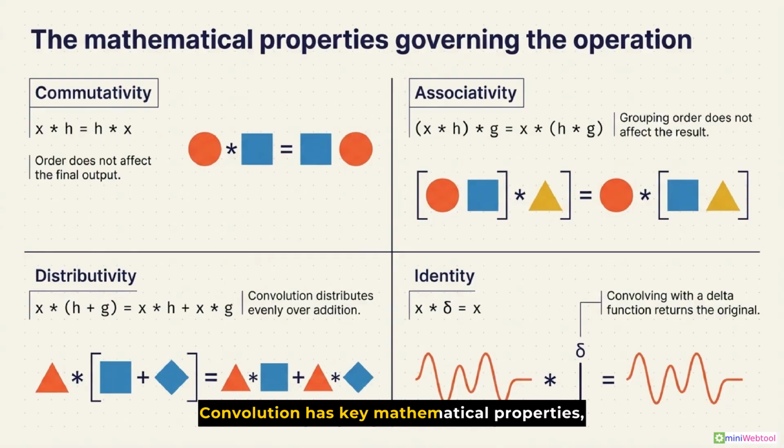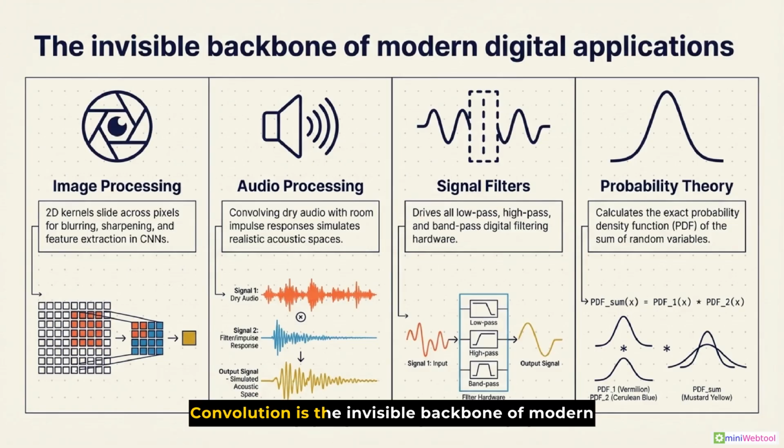Convolution has key mathematical properties: commutativity, associativity, distributivity, and identity. These properties govern how the operation interacts with other functions and signals. Convolution is the invisible backbone of modern applications, including image processing, audio simulation, signal filtering, and calculating probability density functions.